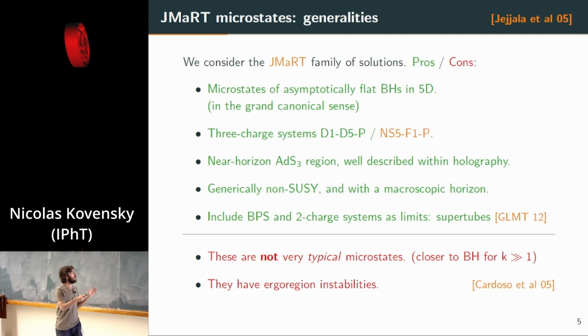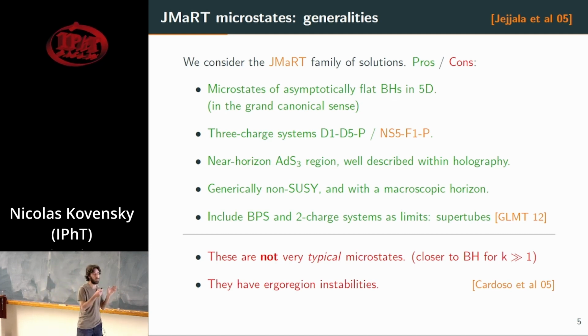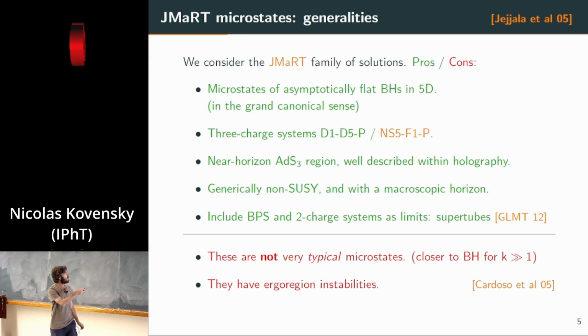And these have the following characteristics. They are microstates of asymptotically flat black holes in 5 dimensions. These are, in general, 3-charge systems, which we can view, for example, in the D1-D5-P frame or in the NS5-F1-P frame, which is the one I'll be using, for obvious reasons, because I'm going to try to use the worldsheet theory. They have a near-horizon AdS3 region, which is well described within holography. And they are generically non-supersymmetric and with a macroscopic horizon. Of course, they include a lot of previously known cases, BPS cases, and 2-charge cases in this family of solutions, and those will also be included in what I'll be discussing.